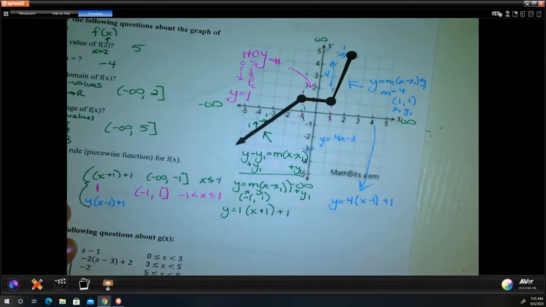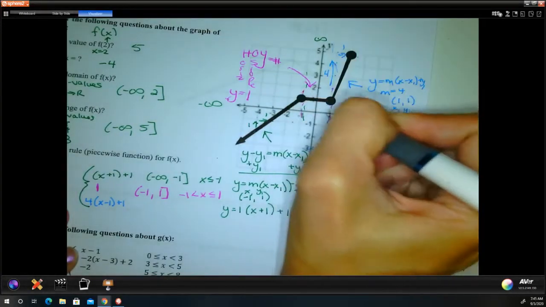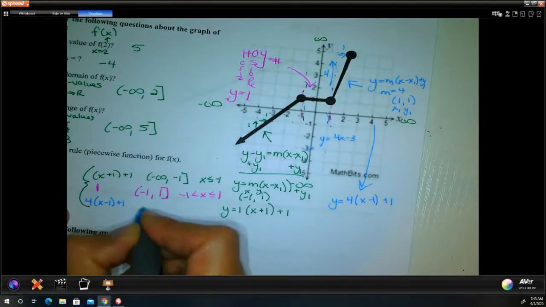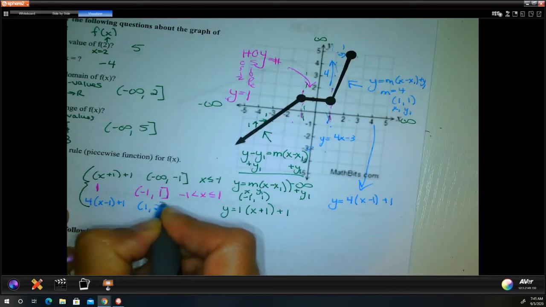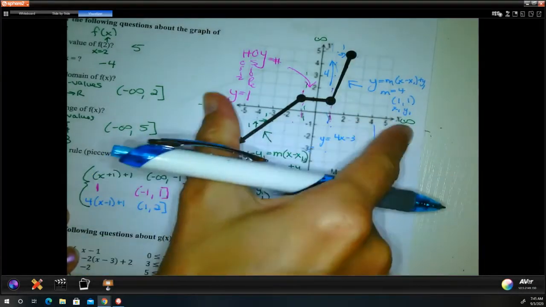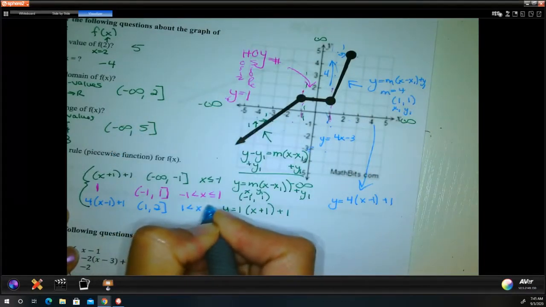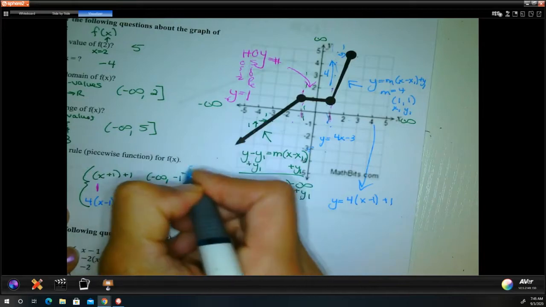That would be okay too. All right, so this one goes from 1 to 2. So I can't include 1 since it's there, but I do want to include 2 since it's solid. Make sure when you write your domain, you're using your x values. You could write this as 1 less than or equal to x less than or equal to 2. It's not both of these.